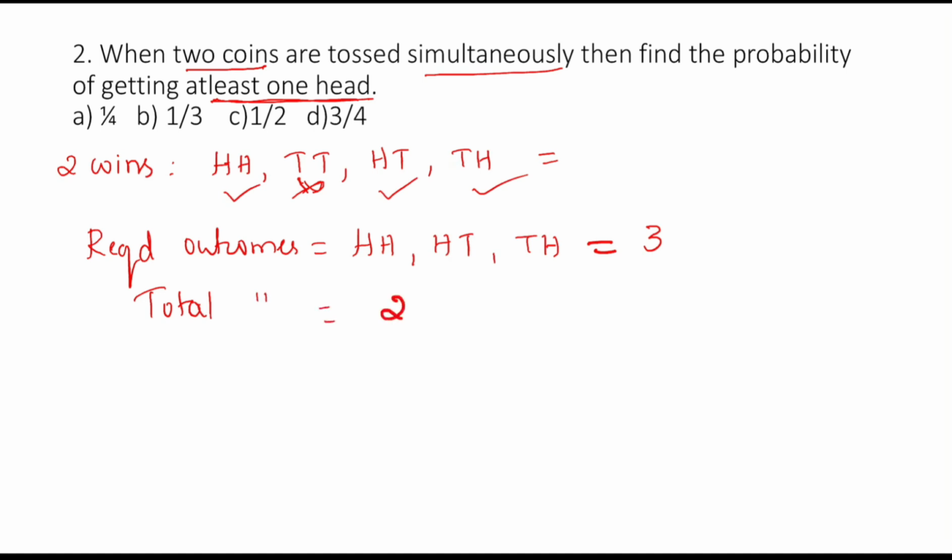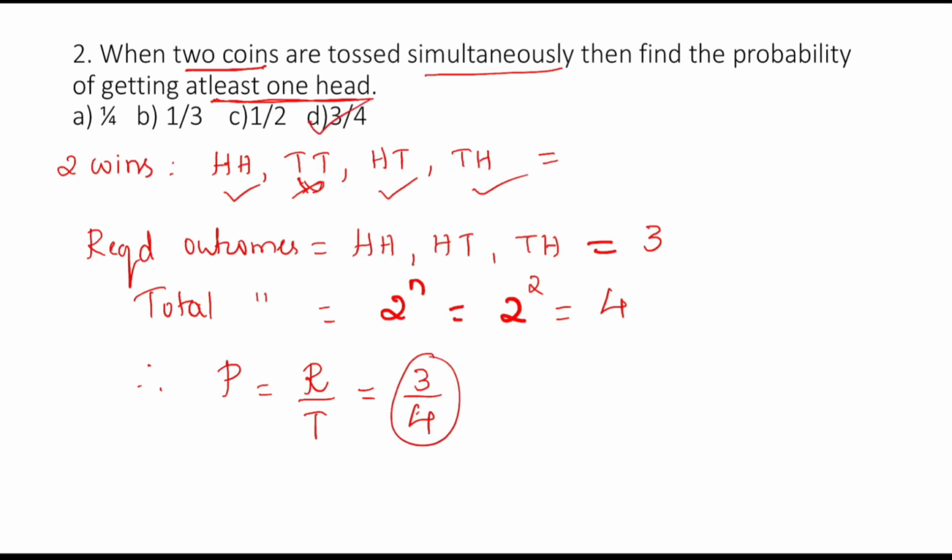Or we can say 2 raised to n, where the number of coins is 2, isn't it? So 2 raised to 2 is 4. Therefore probability is required outcomes divided by total outcomes. Required are 3 and total are 4. So probability is 3 by 4. Option D is the answer.